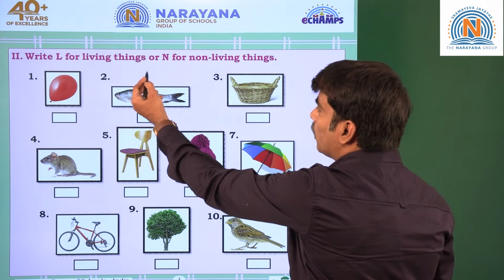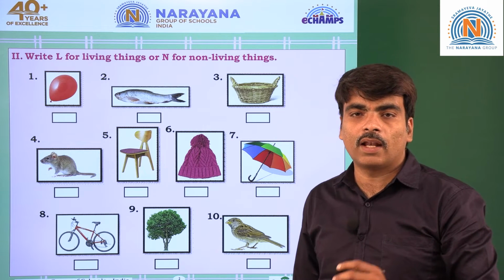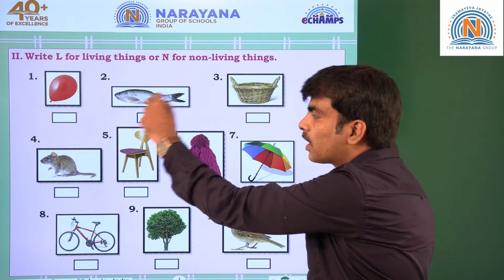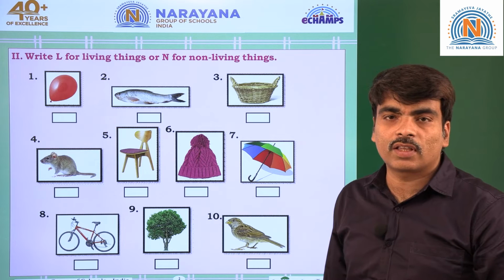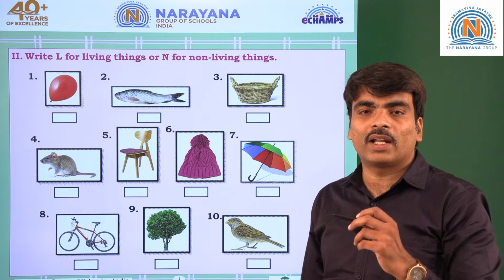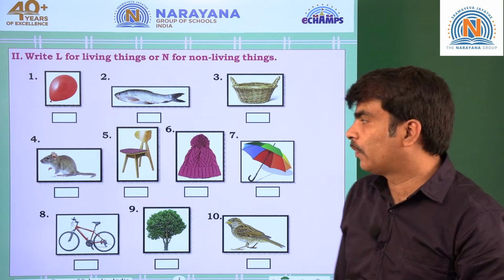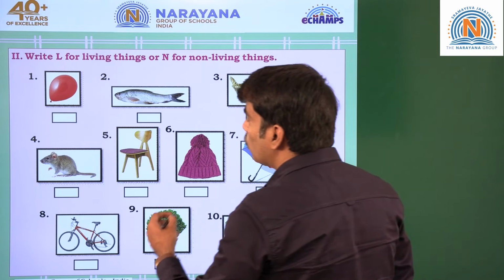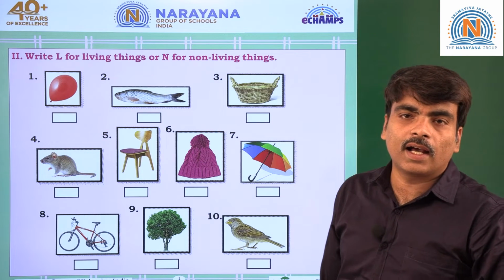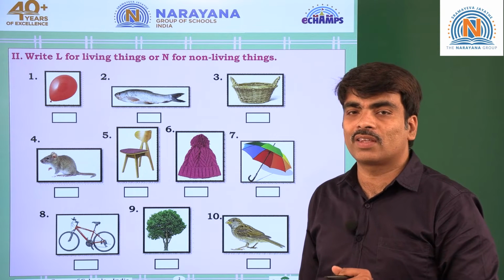Write L for living things and N for non-living things. Here some pictures are given. Identify which is a living thing and which is a non-living thing. If it is a living thing, we will put letter L, and if it is a non-living thing, we put letter N. Moving to the first one. What do you see here in the first one? We see an inflated balloon. A balloon is given here which is filled with air.